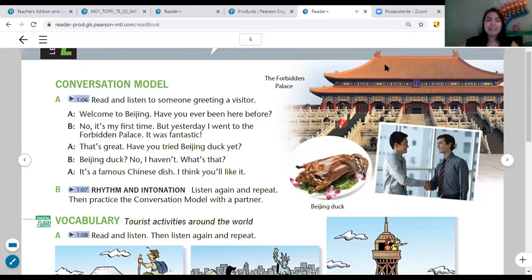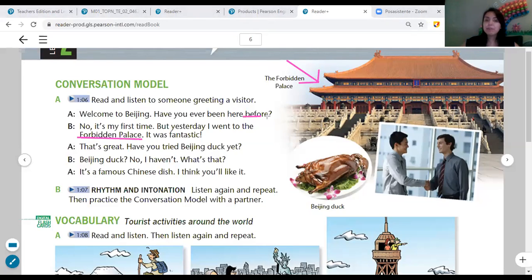Okay, do you have any questions about this conversation? The Forbidden Palace is the name of a palace, el palacio prohibido in China. This one right here, look. And the visitor told the Chinese guy that it was his first time in China. Nunca había estado ahí antes.